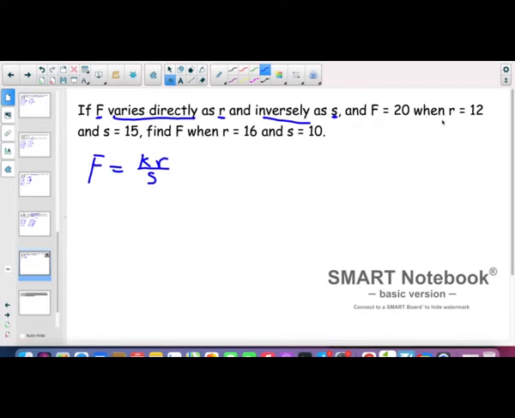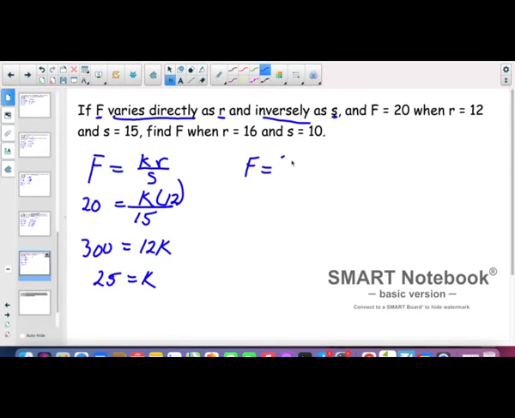We're just going to plug information in to find K, and then we'll use K to find the rest of the information. So F equals 20 when R equals 12 and S equals 15. We're going to solve this information to figure out K. So 20 times 15 is 300, and then 300 divided by 12 is 25. So K equals 25. So if K is 25, our formula will be F equals 25R over S.